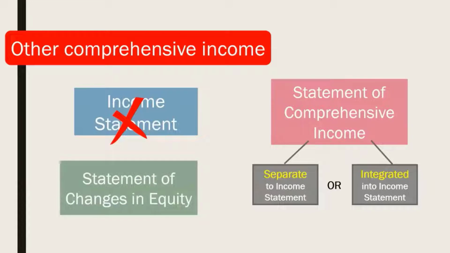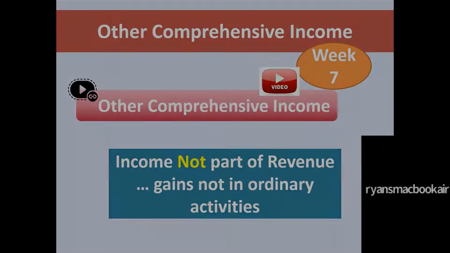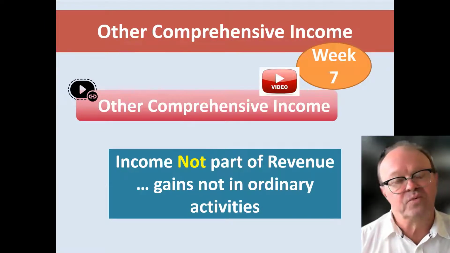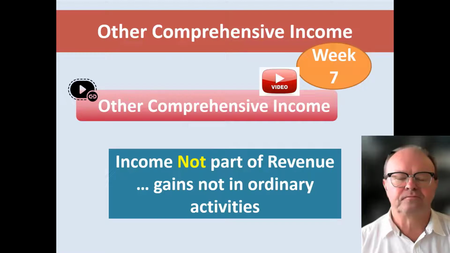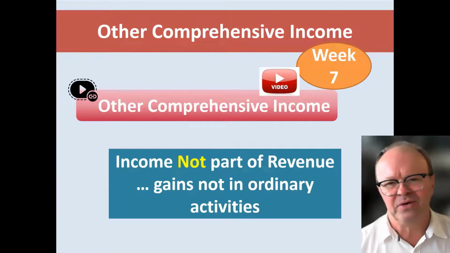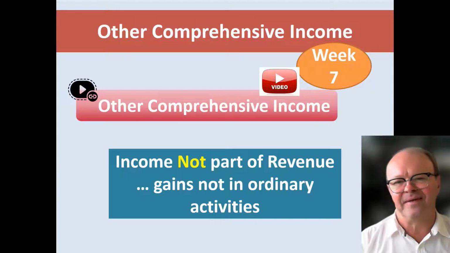Also, some or all of other comprehensive income may appear in the statement of changes in equity. So other comprehensive income, most firms will have some, but some not. Sometimes they can have quite peculiar names, so don't worry about it. You don't have to understand everything.